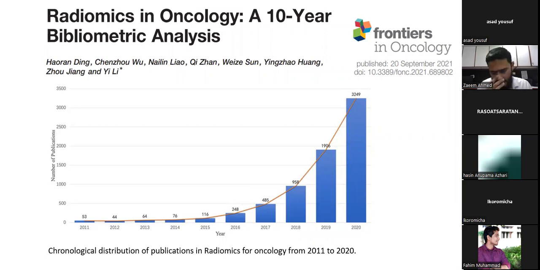Just to give the idea of how radiomics is emerging as a field of study: this review article was published exactly last year, and it shows the number of publications in radiomics. You can see that in 2020 it's around 3,249 papers. And I'm sure if there is a new review paper on the radiomics literature, it would be more around 8,000 or 7,000 papers per year.